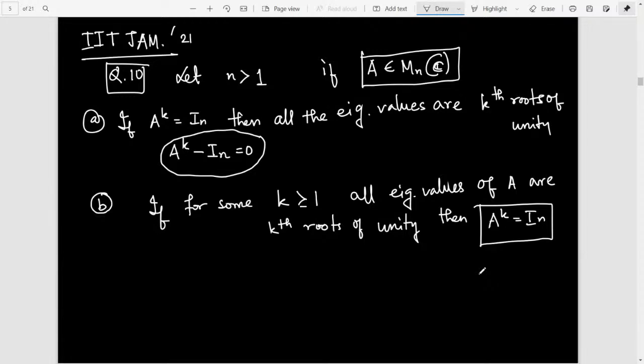So for some k greater than 1, all eigenvalues of A are kth roots of unity, then A to the power k is equal to In. This might not work, because you can, by the previous discussion, kind of construct these matrices with minimal polynomials. Okay, so this one then becomes false, and this becomes true.